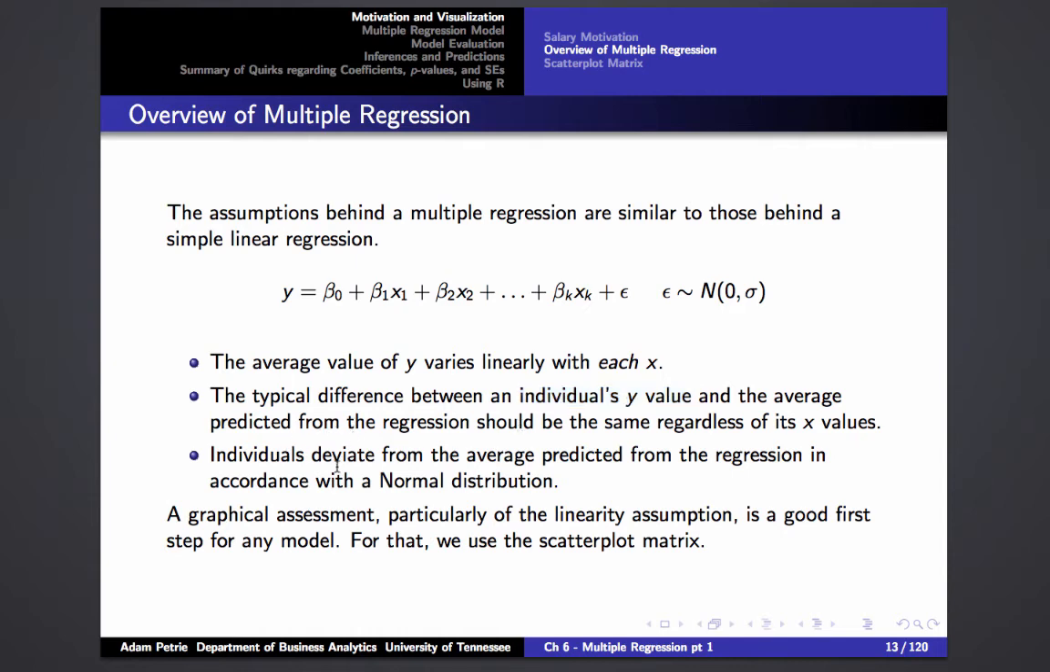And not only that, not only do they deviate by the same typical amount, but the possible deviations that they can experience are in accordance with the normal distribution, nice and bell-shaped here. So this is what the multiple regression model is doing.